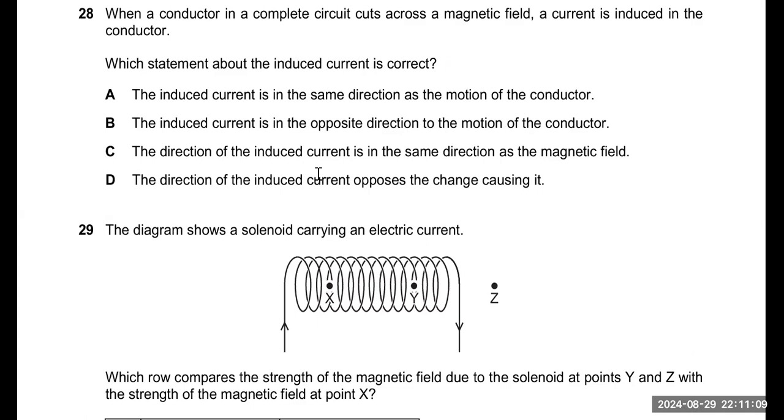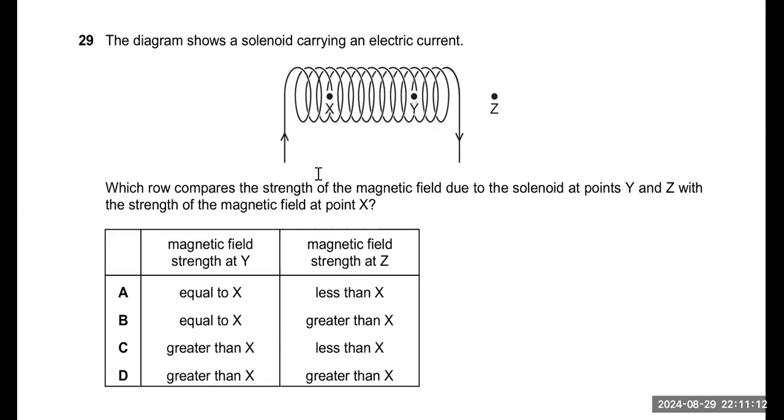Okay, I have solved 28 MCQs already, and today I am going to start 29th MCQ, which is related to electromagnetism. The diagram shows a solenoid carrying an electric current. This is a solenoid. Which row compares the strength of the magnetic field due to the solenoid at point Y and Z with the strength of magnetic field at point X?